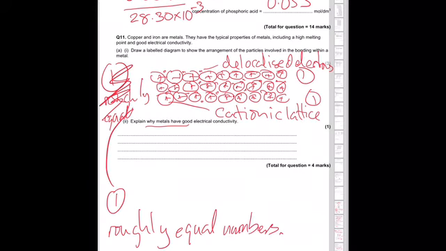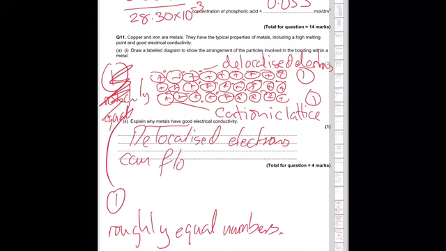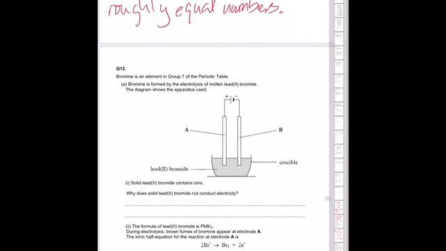Explain why metals have good electrical conductivity. Why? Because they have delocalized electrons. That's 1 mark. Okay, but you need to say that these delocalized electrons can flow through the lattice, or can move through the lattice. So it's not just about delocalized electrons, they can flow through the lattice. Usually that's worth 2 marks.